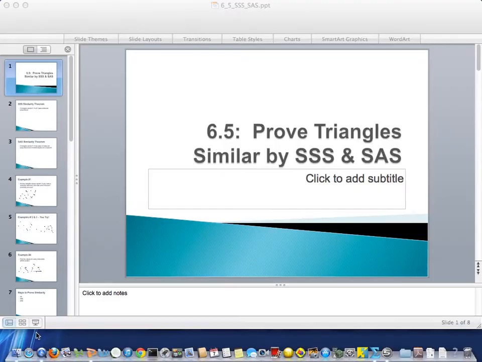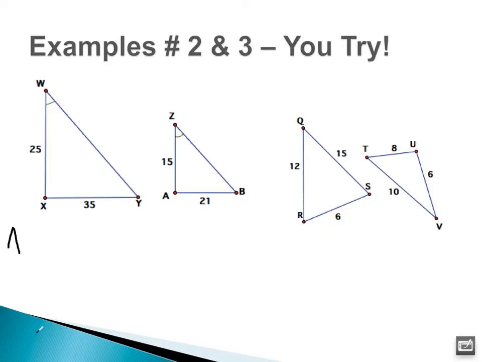Okay, welcome back. Remember that the different ways to show similarity are AA, the SSS similarity theorem, and then the SAS similarity theorem. In this first example, we have two sides and angle. So we might be using SAS. This angle is not the included angle. The included angles in this case would be X and A, because those are the two angles that hold together our two sides.